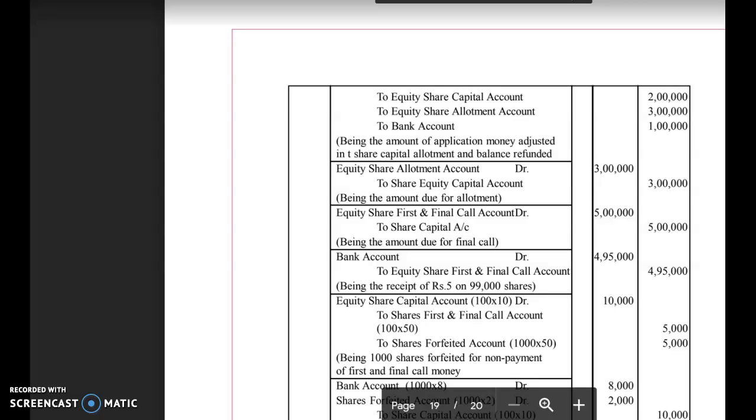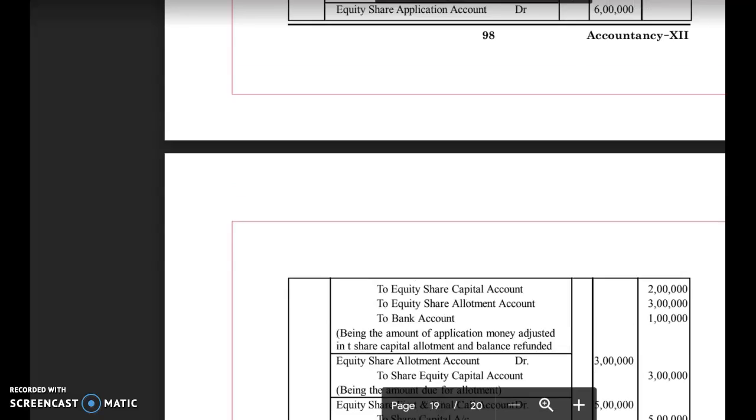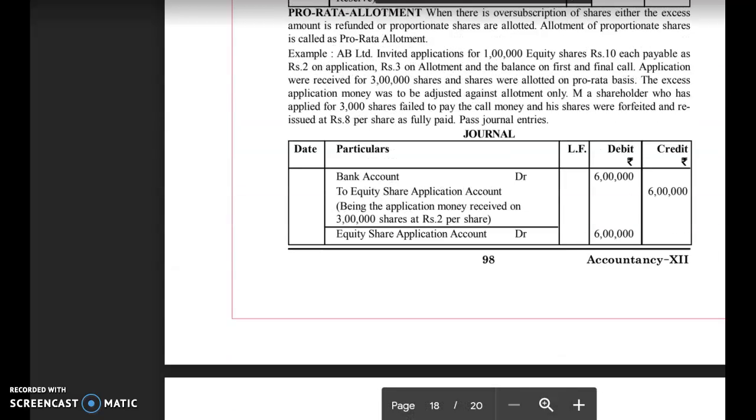So the entry will be equity share capital account debit with 10,000, to share first and final call account with 5,000, the amount not received. To share forfeited account, the total amount which is received against these shares, that is 5,000, 2 of the application, 3 of the allotment. Now let us further understand the statement. What happens?